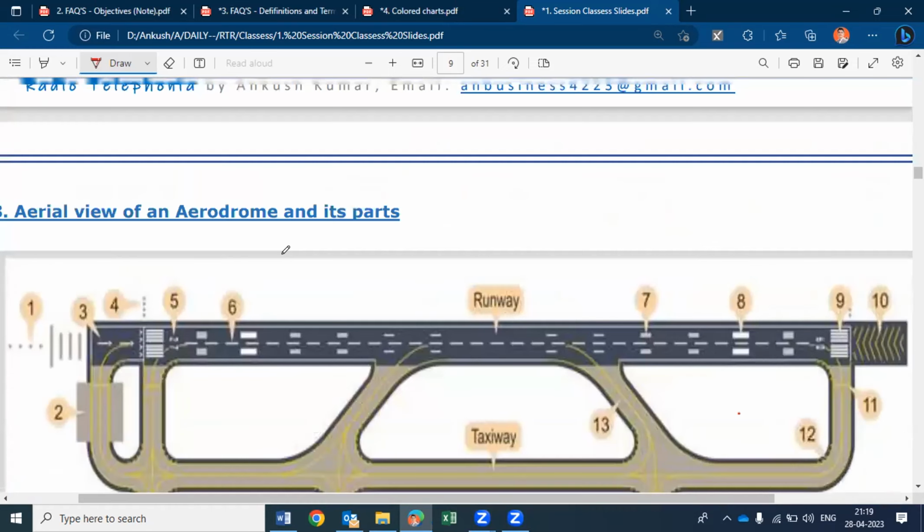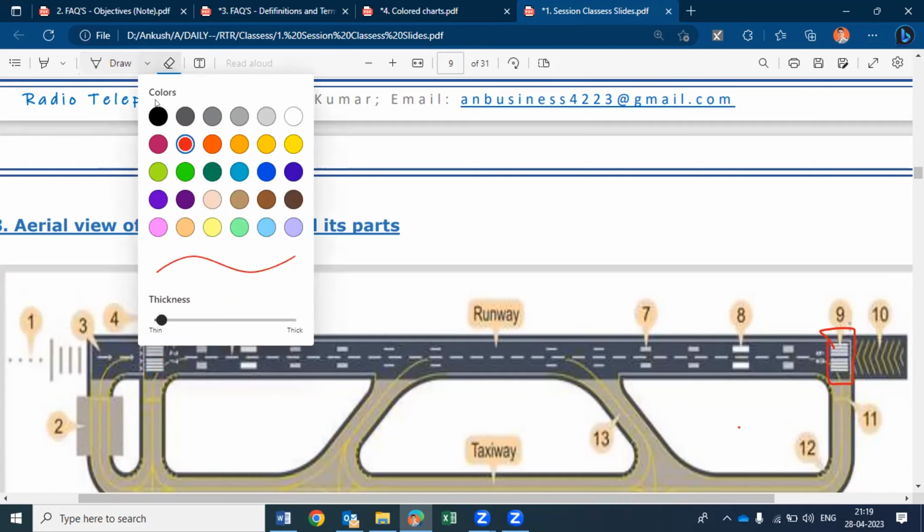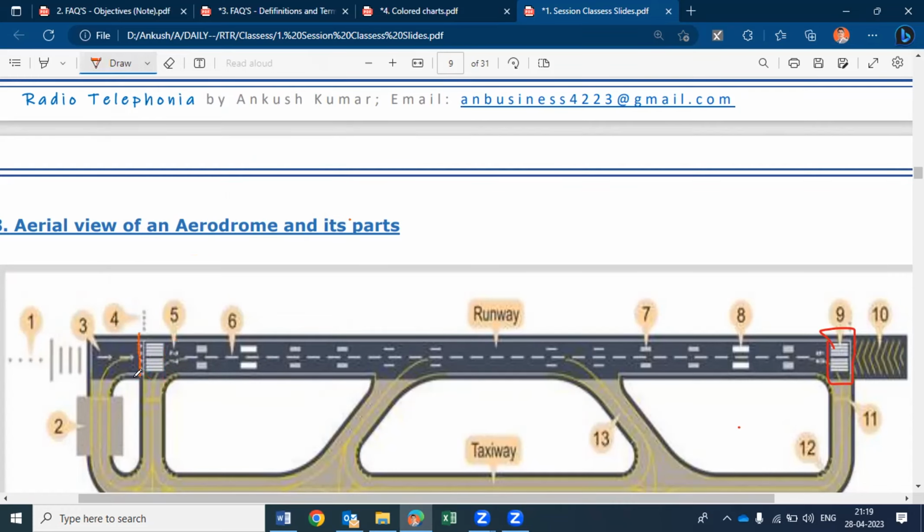Now, in this area, you can see there are these strips, these straps. Have you seen that? ये ऐसे ऐसे करके like zebra crossing. There are many white strips, right? Basically, these strips are made for touchdown point of an aircraft.